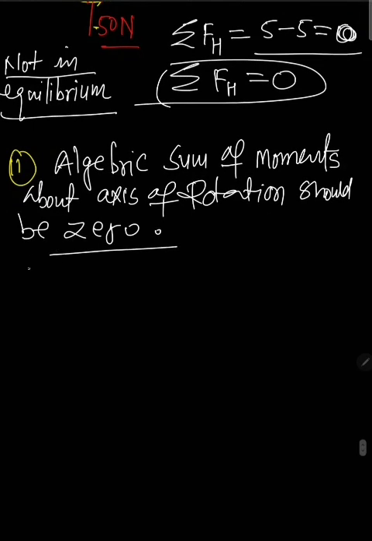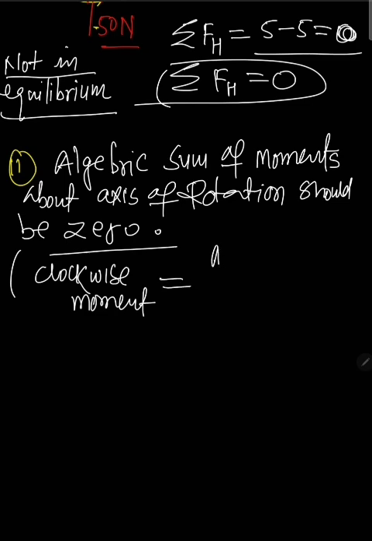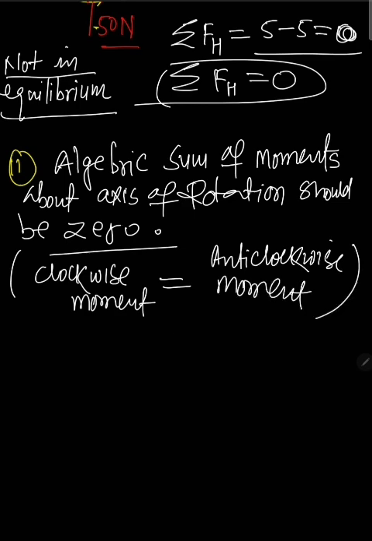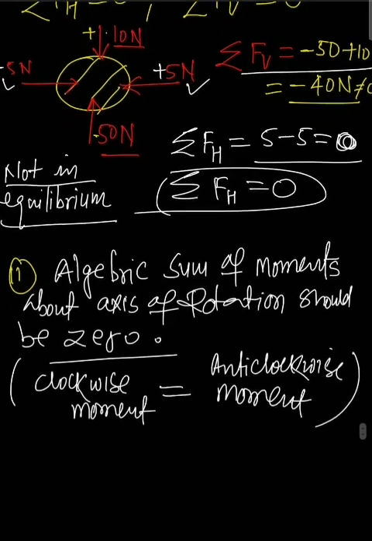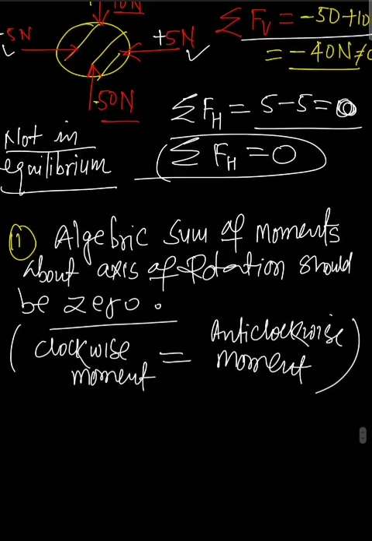So what is the meaning of that? When is the sum of moments going to be 0? When the clockwise moment will be equal to the anti-clockwise moment. Okay, then we can say that the algebraic sum of moments is going to be 0. So these are the two conditions. Okay, the sum of forces is going to be 0, and the algebraic sum of moments is also going to be 0.